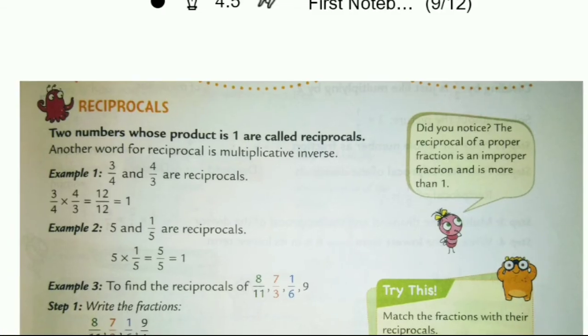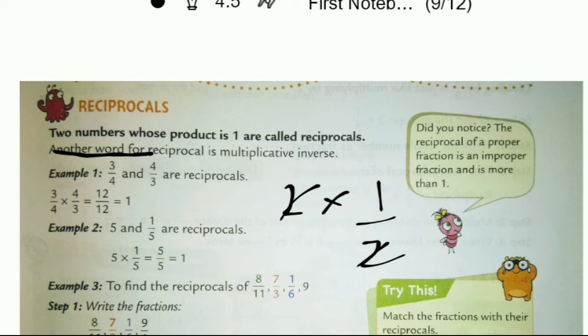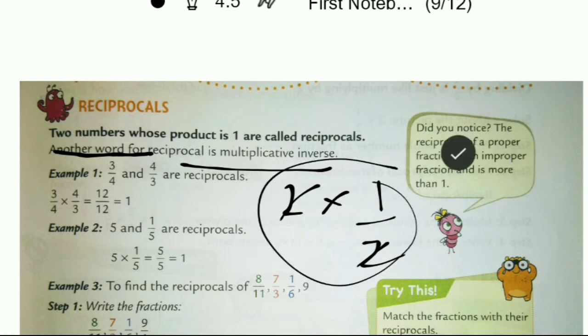Last topic of this chapter, that is reciprocal. Reciprocal means that this will come under division. See, two numbers whose product is 1 are called reciprocals. How will the reciprocal come? This 2 multiplied by 1 by 2. So the reciprocal will come. And in other words, we can say multiplicative inverse. Clear? So like this is known as reciprocal.